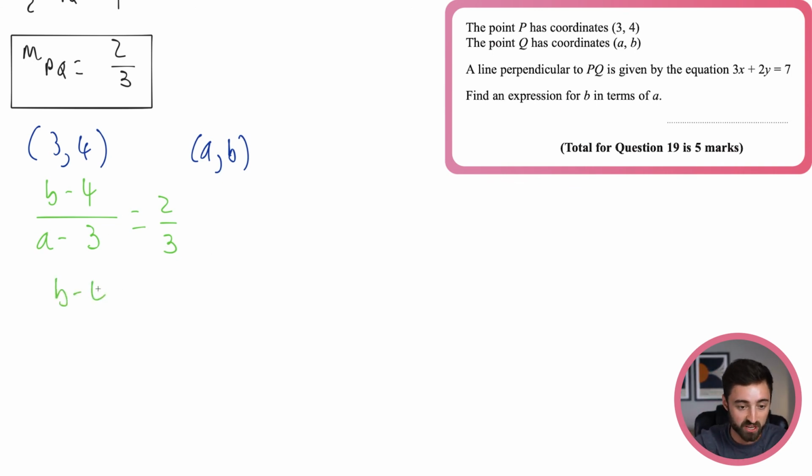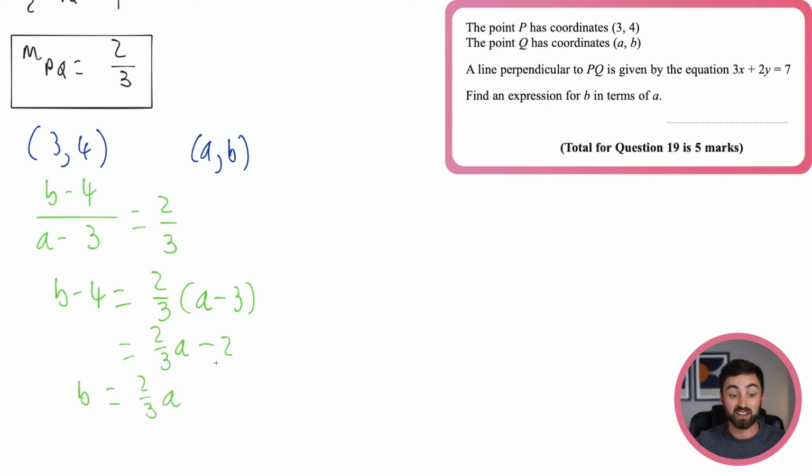This should be sweet for you if you've made it to question 19. So we've got 2/3 times a minus 3. Let's multiply this out. 2 over 3a and then minus. This is nice, the 3's cancel actually. So 2 over 3 times minus 3 is just minus 2. Add the 4. So b is going to be 2 over 3a, minus 2 add 4 is just going to be plus 2. And that is going to be my final answer.